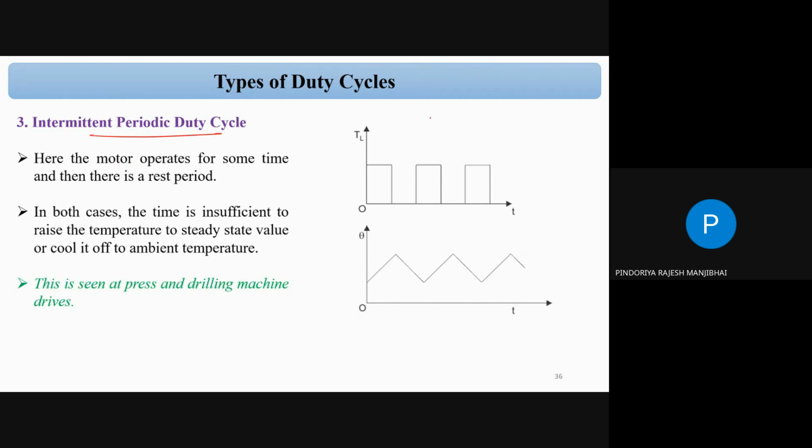Intermittent periodic duty cycle means maybe from 0 to 5 minutes you operate your motor, then from 6 to 10 minutes there is a rest time, an off time period, and then again from 15 to 20 minutes it is operating, correct? So we can say turn on, turn off, turn on, turn off. Where can we use this operation? In practical application, this is seen in a press and drilling machine.